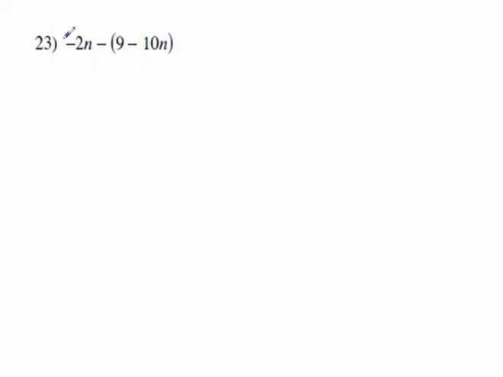Okay, here's the next one that I'm going to do with you. Notice there isn't a number here. This means the parentheses is being multiplied by negative 1. Okay, I'm going to box the terms just like I did before. So this is a negative 2n, this is a negative 1, a positive 9, and a negative 10n. Only the parentheses is being affected by the negative 1.